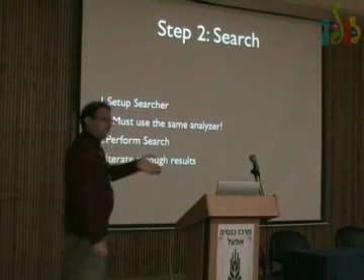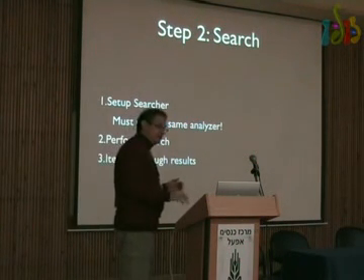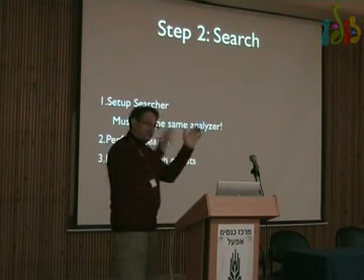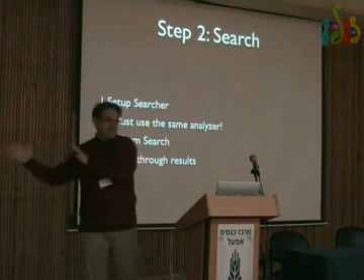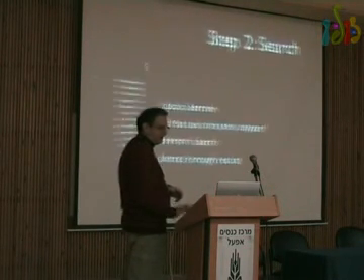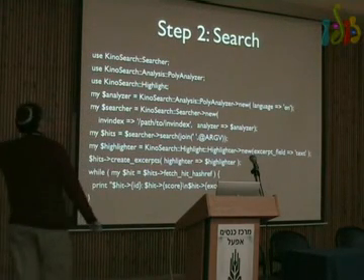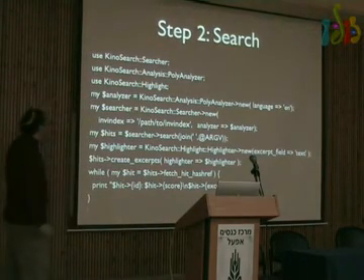So the next step, we've got our data. How do we do a search? Well, the most important thing is you got to set up the same search as you did for the index. If you don't use the analyzer correctly, you get really screwy results. And then you do the search. So here we go. This is the whole search. And half of it is set up.